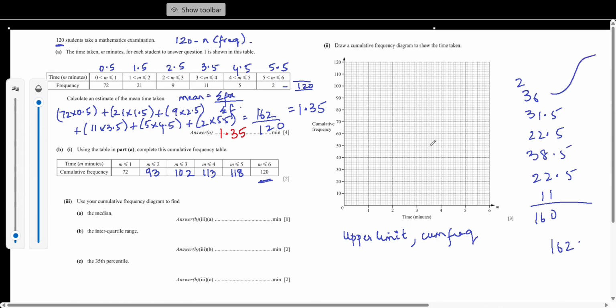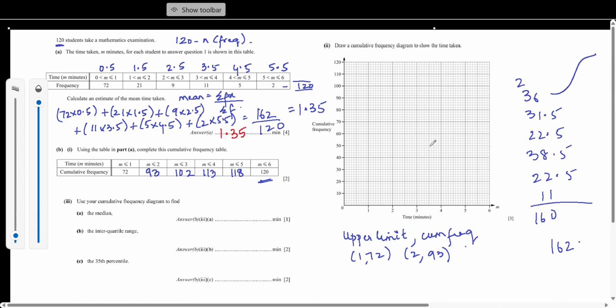But a cumulative frequency graph is supposed to look like this. If you get such a shape, this is clearly increasing. Only a cumulative frequency will give you an increasing graph like this. So 1, 72. 2, 93.